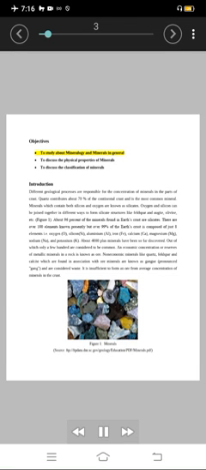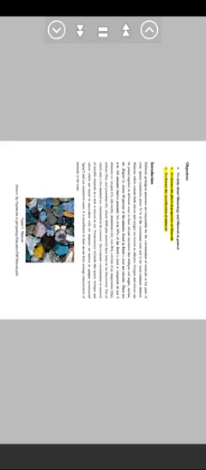To study mineralogy and minerals in general. To discuss the physical properties of minerals. To discuss the classification of minerals. Introduction. Different geological processes are responsible for the concentration of minerals in parts of the crust.